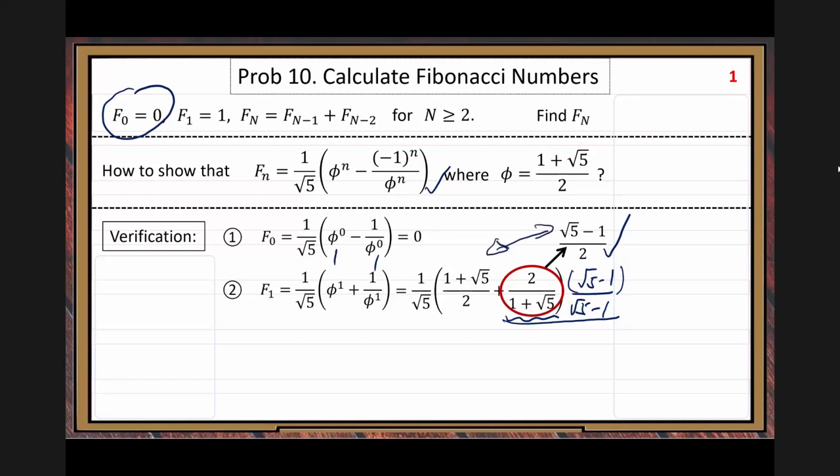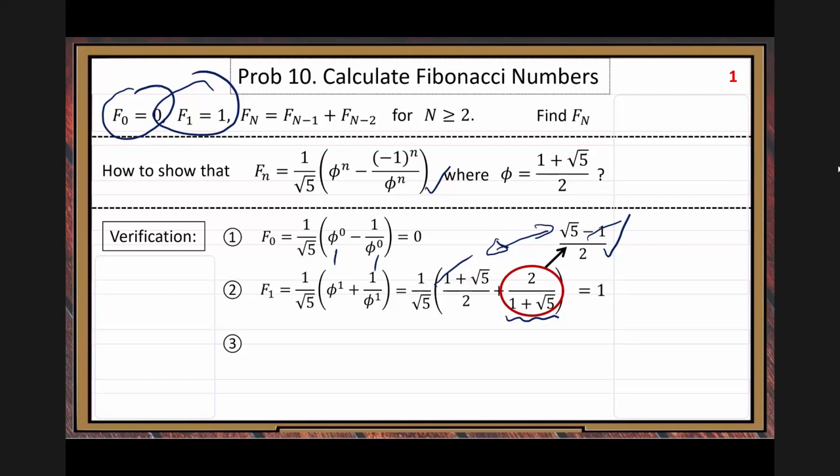Positive 1, negative 1 cancel out. Root 5, you have 2 root 5. 2 root 5 and the 2 cancel out. Root 5 cancel out. So you have 1. So the value is 1 here. Okay? So you verify the second Fibonacci number, F1 equals 1. All right. Then the third one becomes a little harder.